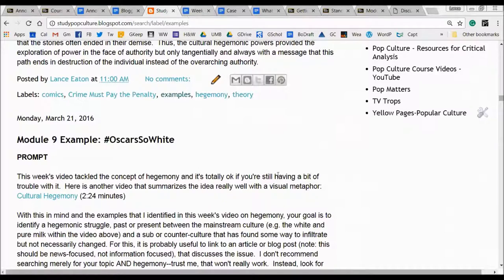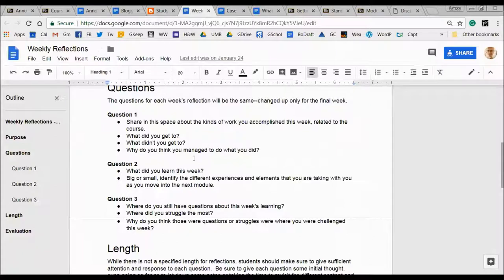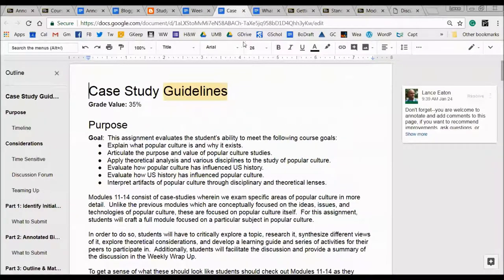As I said, each week I have them do a weekly reflection, and in that weekly reflection, the idea is for them to first identify what did they get to, what did they accomplish, and then what did they learn, and finally, what questions or challenges do they still have. Now, I mentioned the case study. This is just those guidelines, so I won't go too much into it just for a matter of time, but it's useful to know that they're there.